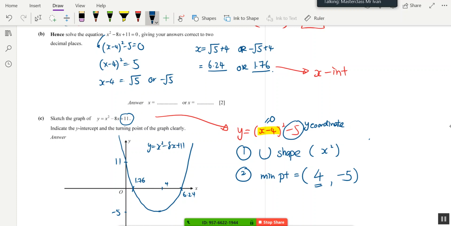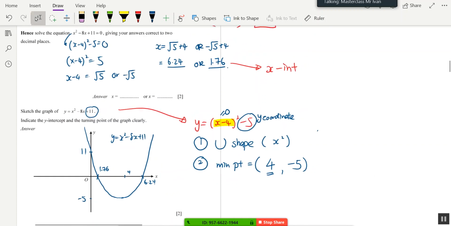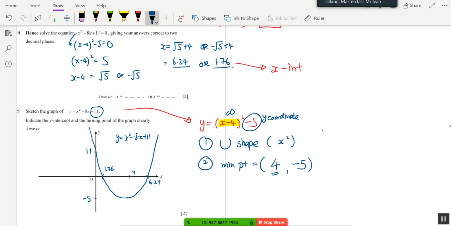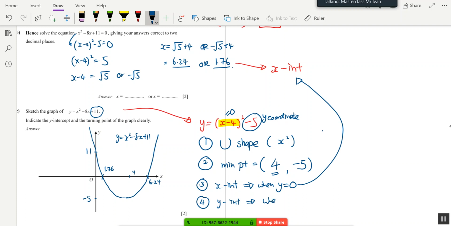After you complete the square, when you want to draw this graph, always label a few things. Number 1 is a U shape. The minimum point is here. Number 3, the x-intercept, are always your answers. They will always ask you to find the answers. That means when y equals 0, which is actually here. Then number 4, your y-intercept is when x equals 0. So when you sub 0, this guy is the c. It will always be this constant that is here.